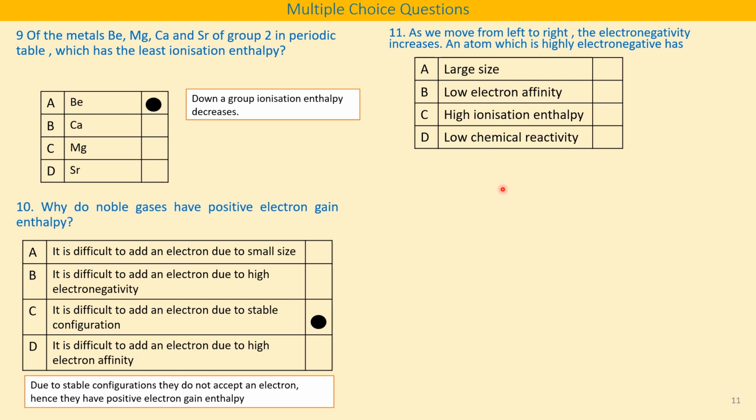The correct answer is, it is difficult to remove an electron from a highly electronegative element. So the correct answer is C. Please mark it. So an atom which is highly electronegative has high ionization enthalpy.